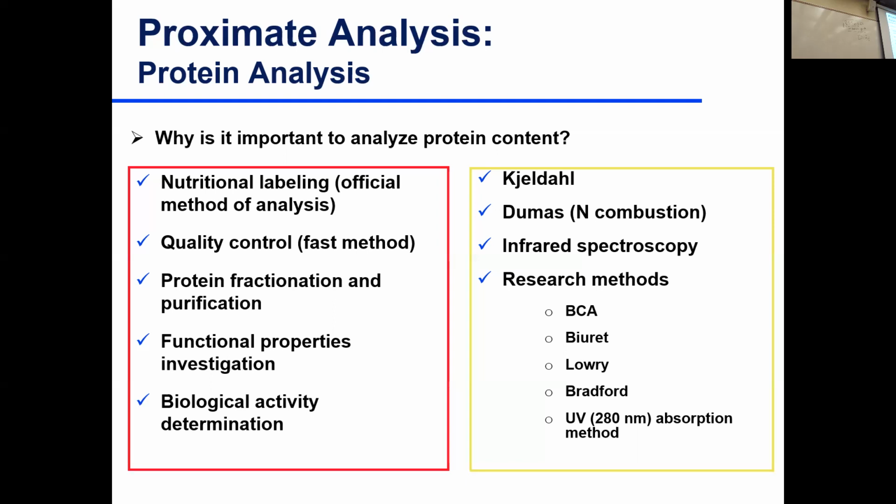And then you have the research methods, where you have a purified sample of protein and you can determine it using absorption. All of these methods are based on interaction of the protein and a reagent to give you a color that you measure, except the UV method, which is based on the natural ability of the protein to absorb light due to the aromatic amino acids. So, different methods; we're going to talk about most of them.